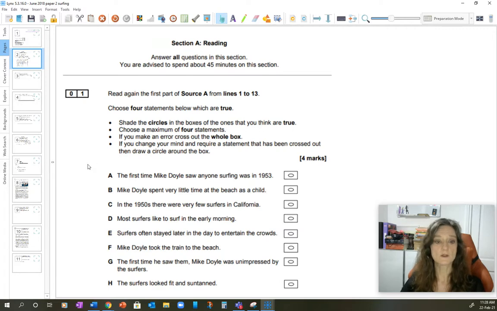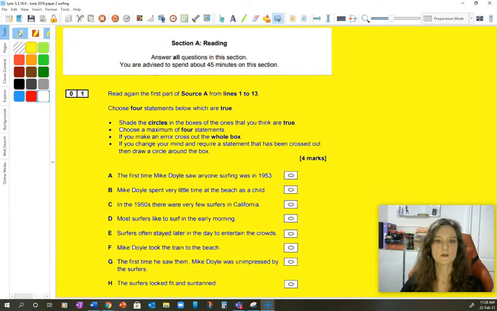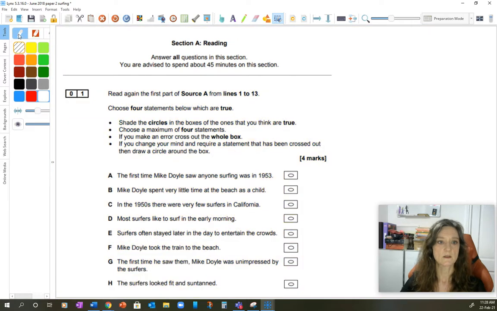So what I'm going to do is go straight into that source. It's source A. So let's just do a little gentle bit of highlighting. Oh no, I don't want to do that. Oh well, yellow it is now. There we go, that's better. Let's pick a highlighter pen instead. There we go, try that again. Source A. And we're looking at lines 1 to 13, and we're choosing the 4 statements which are true.